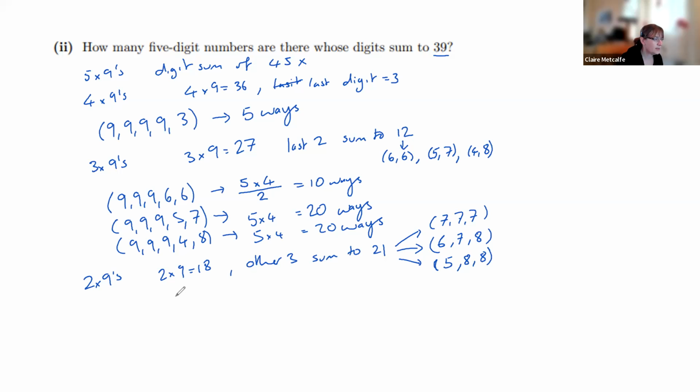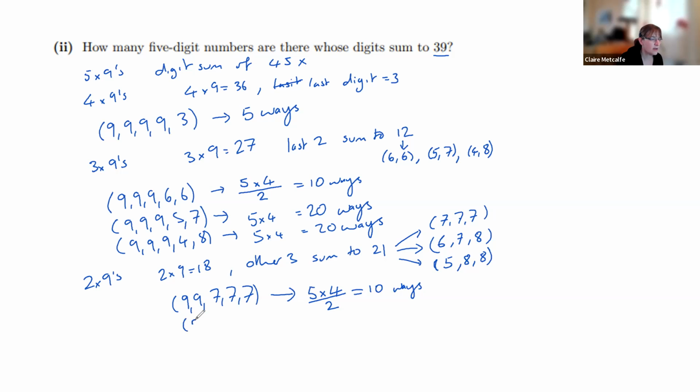So if we consider 9, 9, 7, 7, 7, I'm going to consider placing the 9s this time because there's fewer of them. So there's 5 ways to place the first 9, 4 ways to place the second 9, and then they're both 9, so we divide by 2 to get rid of our double counting. So that's 10 ways.